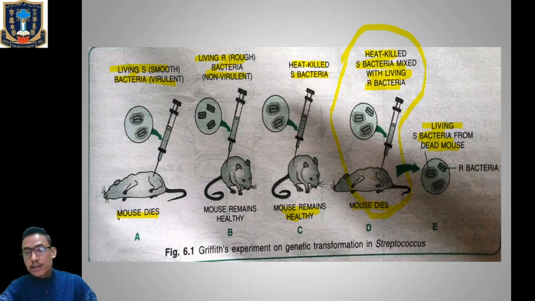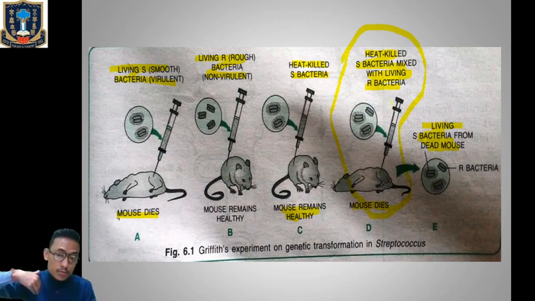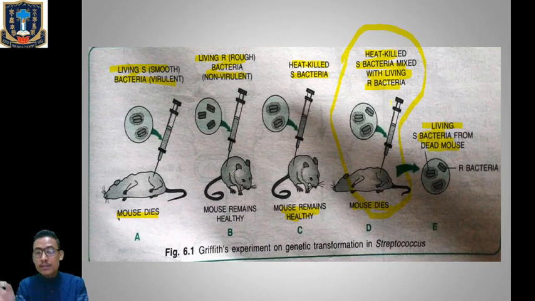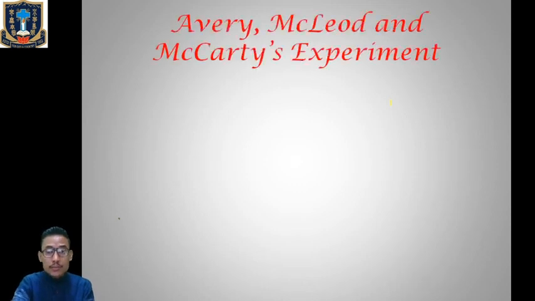The simple conclusion was that the R strain was being transformed into the virulent S strain, but this experiment could not prove which genetic material was responsible for the transformation. He could not say that. So afterwards, the same experiment was continued to find out the genetic material. So we learn about this experiment done by Avery, McLeod and McCarty.